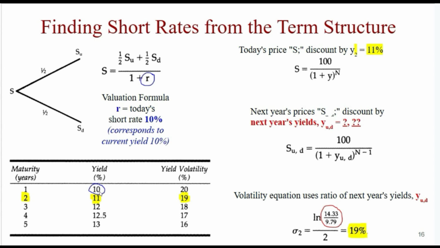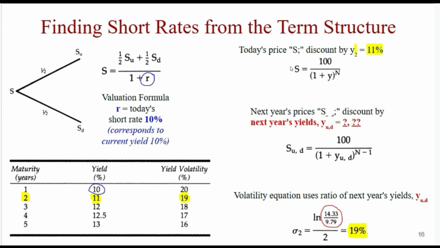Next year's prices, S sub U and S sub D, are found the same way, just using next year's yield, Y sub U or Y sub D, and discounted 1 year less. Then we have to make a guess at the intermediate yields, Y sub U and Y sub D, which will satisfy two equations. First, the intermediate yields have to produce the prices, S sub U and S sub D, that discount back with today's short rate of 10% to equal today's price.